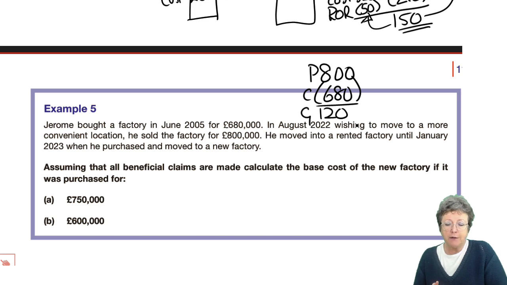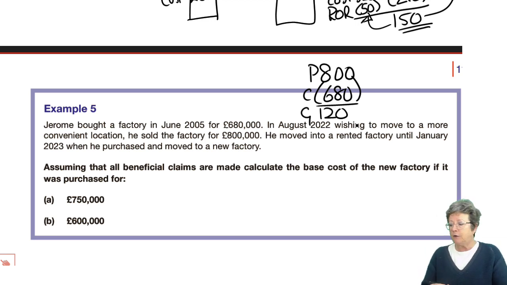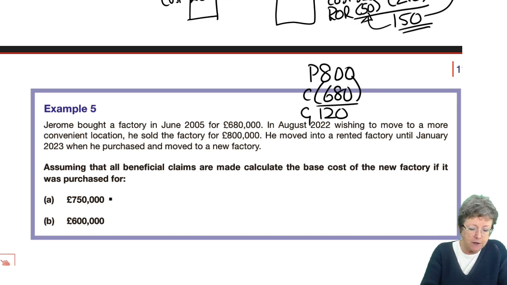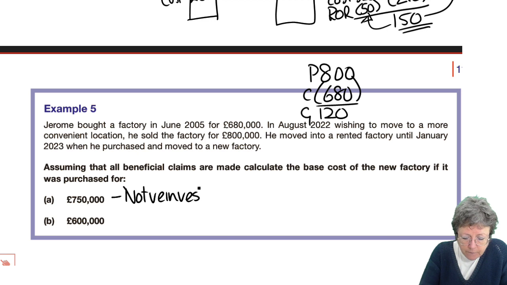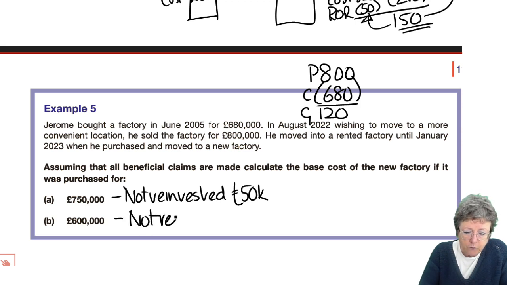Now, he's moved into a rented factory until 2023 when he bought and moved to a new factory. Assuming all the beneficial claims are made, calculate the base cost of the new factory if it had been bought for £750,000, which means how much did he not reinvest? He didn't reinvest £50,000, did he? In the other case, he's not reinvested £200,000.